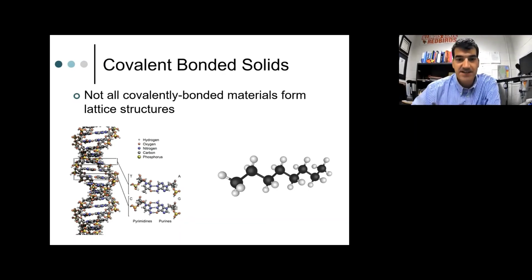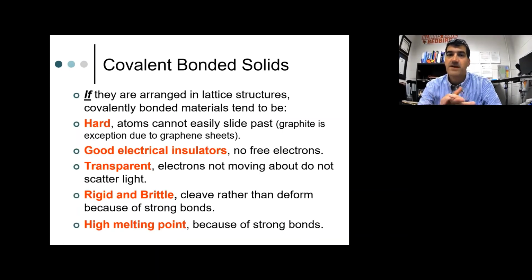On the left, you probably recognize this. This is DNA. Within DNA, the individual chains, which are really, really long, that go around like this in a helix, are held together with covalent bonds. And then this chain is held to this chain with intermolecular bonds, which we'll talk about in a little bit.